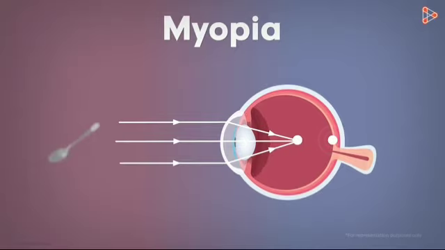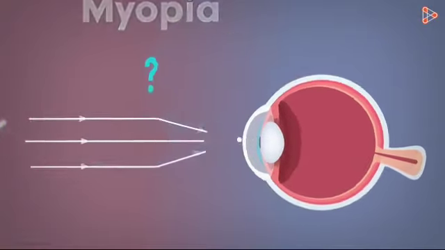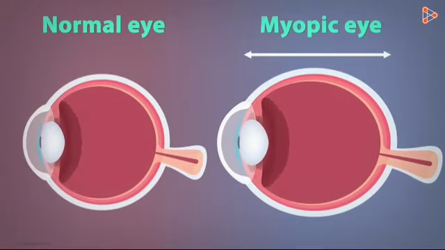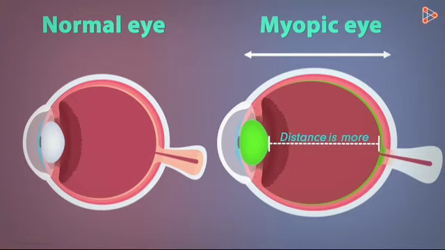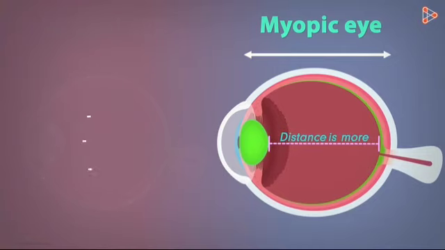This defect can be corrected using a concave lens. The focal length of the concave lens to be used is computed as follows. Let a person with myopia see up to distance x. Suppose that he wants to see all objects further than this distance.